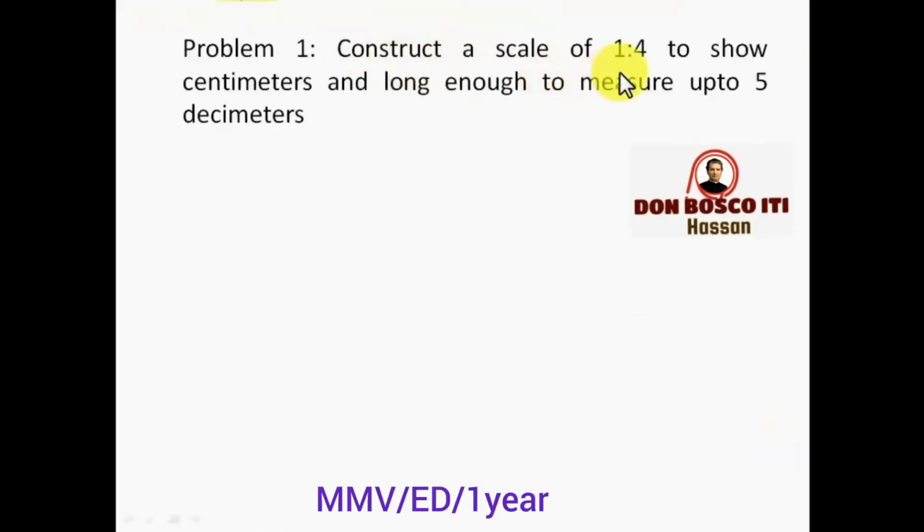Construct a scale of 1:4 to show centimeters and long enough to measure up to 5 decimeters. Alright, so two different units have been given to us in this particular problem. One is centimeters and one is decimeter. And you should know this, that 1 decimeter is equivalent to 10 centimeters. Alright, so let's move forward.